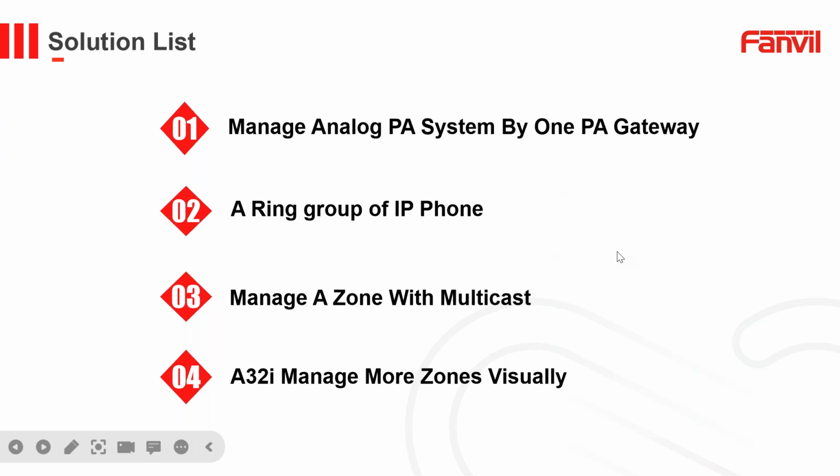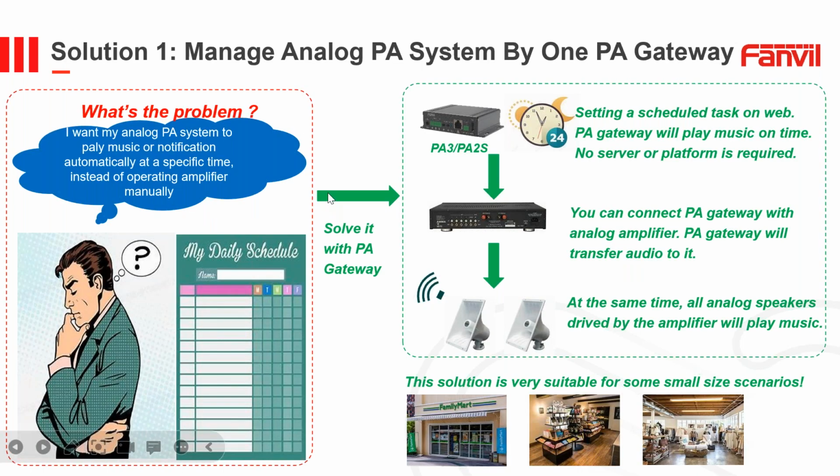So let's begin, and we start from the simplest solution. You just need one PA gateway. According to my observation, some scenarios still use an analog amplifier to play sound. If the operator has a schedule, they need to work at the scheduled time. So this system can work very easily and automatically. This time, the public address gateway will be very useful. It can help the system work automatically.